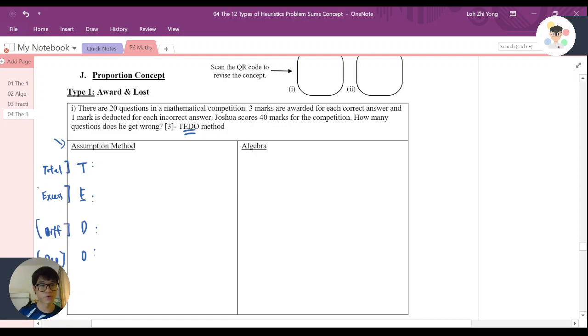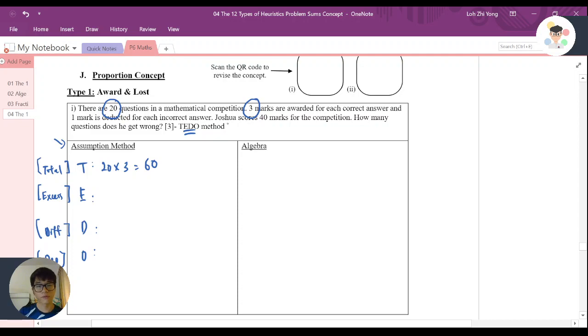So first thing that we'll do is total, which means that we assume that all of the questions he gets correct. Now, there are 20 questions. You get 3 marks awarded for each correct question. So if all of the questions are correct, you do 20 times 3, you get 60 marks. This is the marks if you get all correct.